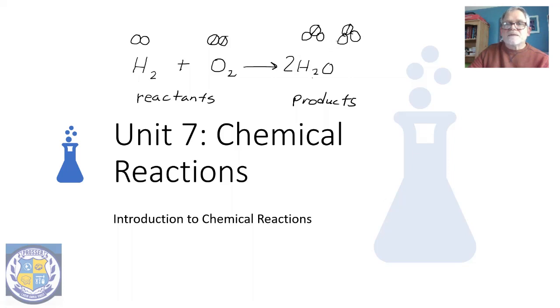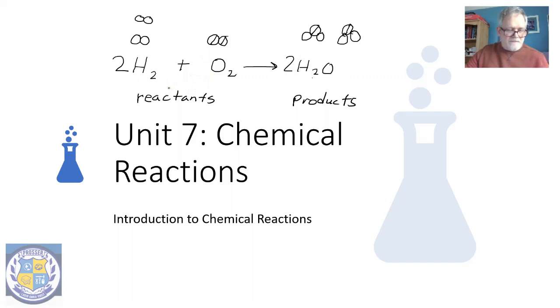But that messes up the number of hydrogens, so I have to figure out how to fix that. I have 4 hydrogens on the right, only 2 on the left, so I'm going to put a 2 here. And I need another molecule. So now everything is correct, and that is the recipe for how you make water. And this is what we're going to be doing in this unit.